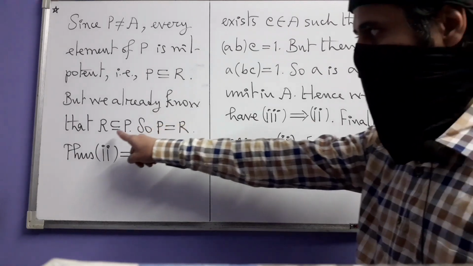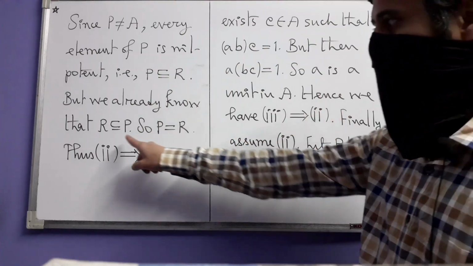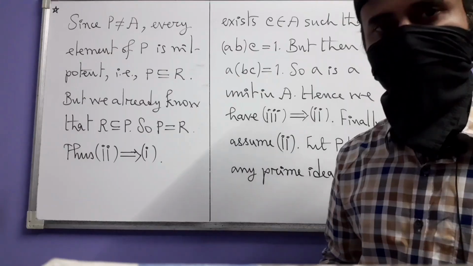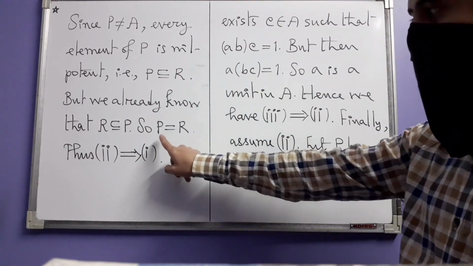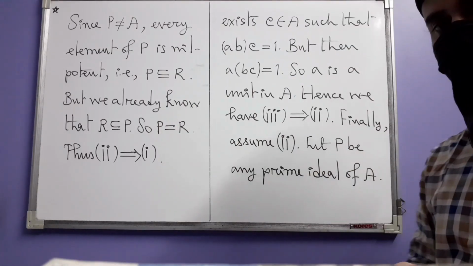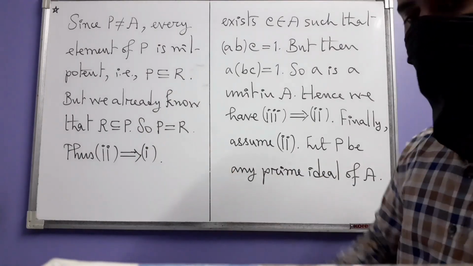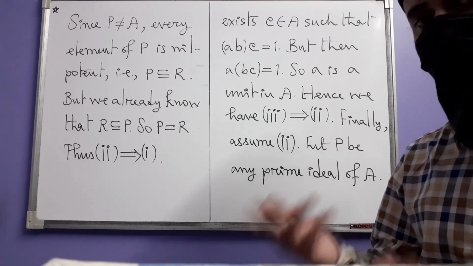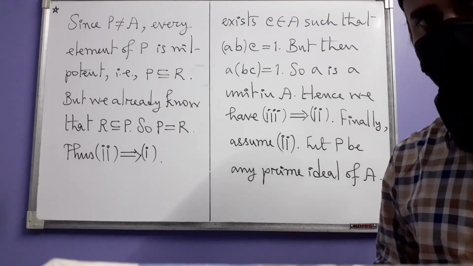However, we already know that R is a subset of P. Why? Because by proposition 1.8, R is the intersection of all prime ideals. So it is a subset of all prime ideals in particular, and in particular R is a subset of P. So P is equal to R. That means if you find any ideal P in the ring which is a prime ideal, then that has to be equal to the nil radical. Note how I phrased this, if we find any prime ideal P. But shall we find any prime ideal P in A?